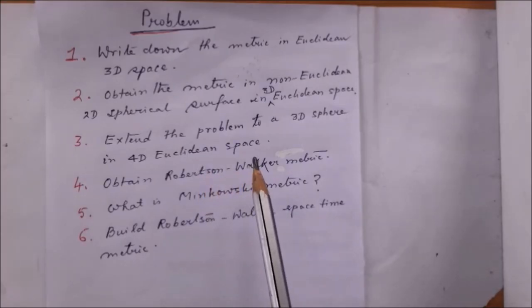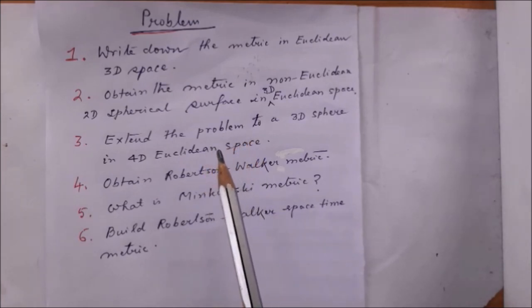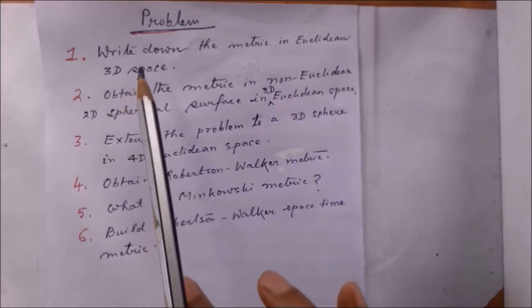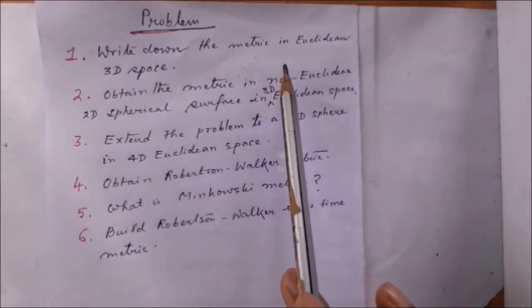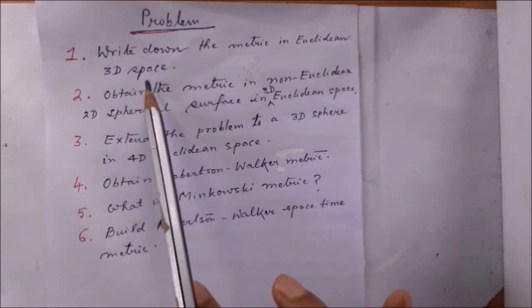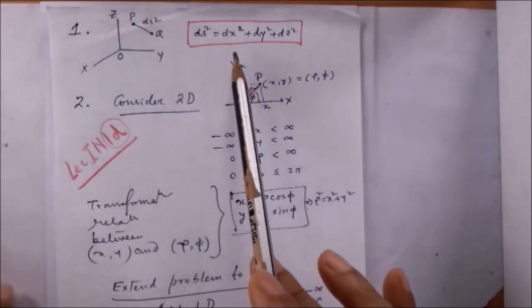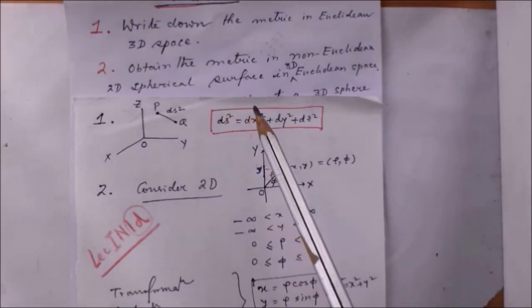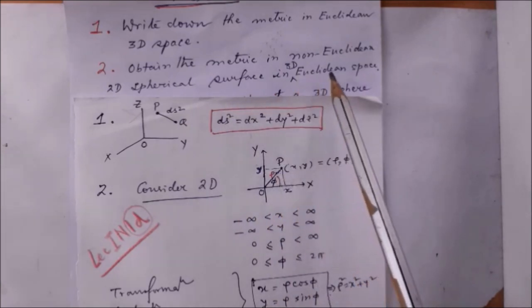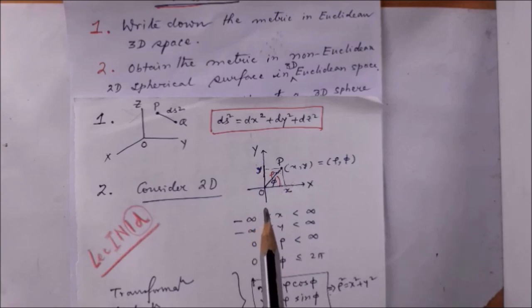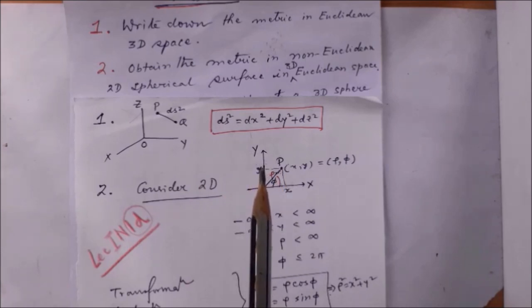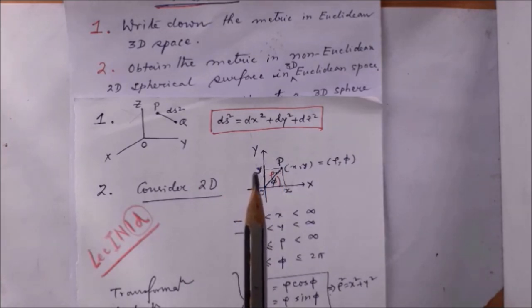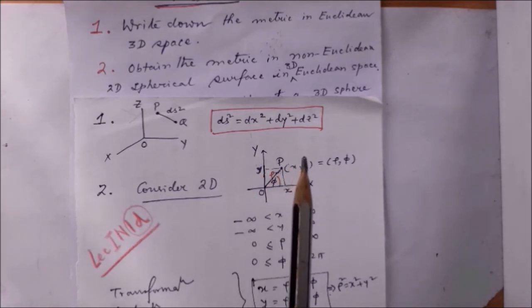Let us now do a problem that will take us very near to the question we started with, namely, is our space Euclidean? In problem 1, we are asked to write down the Euclidean metric in 3D space. And the answer is a simple one, and here it is. So we can move on to the next question, which asks to build the metric of a 2D spherical surface in 3D Euclidean space. Now note that Euclidean space, in which Euclidean geometry holds, is a flat space with zero curvature. Now the surface of a sphere is obviously curved, and so the Euclidean metric won't be able to describe things here, and we have to have a new metric.